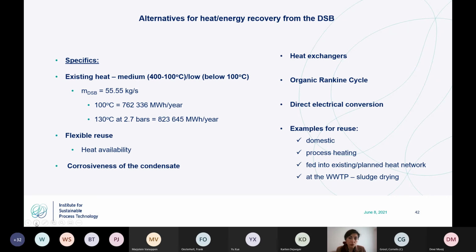There are different methodologies to do that. For instance, heat exchangers, the conversion of the heat to mechanical and then electrical energy. The direct conversion to electrical energy is also an option, but very expensive. And at the end, this heat can be used for domestic purposes or on-site.